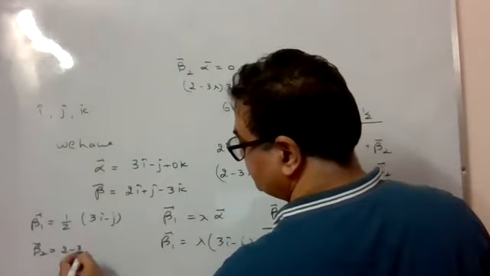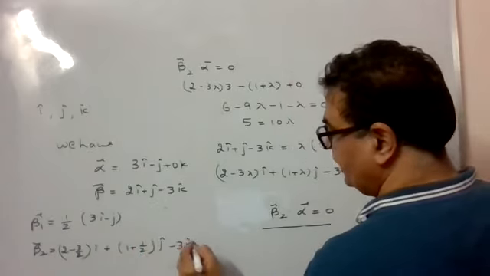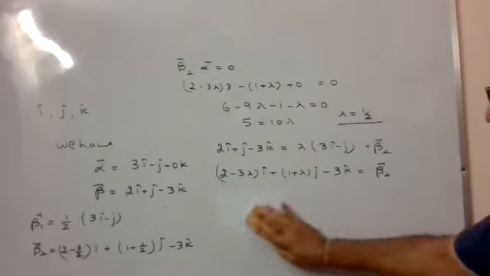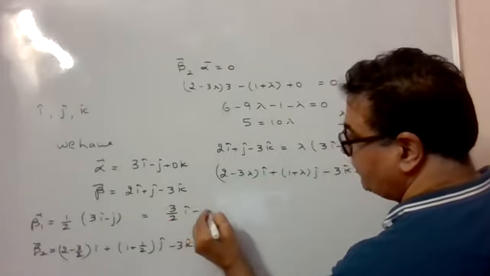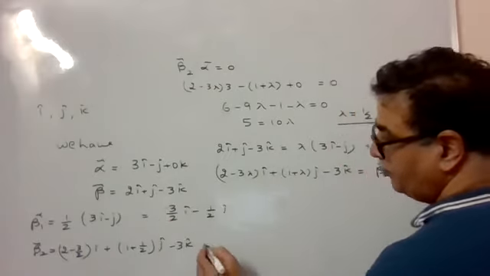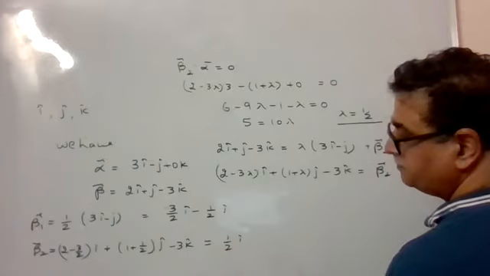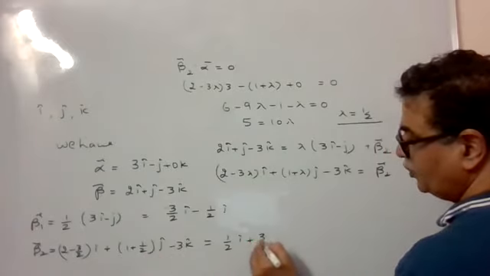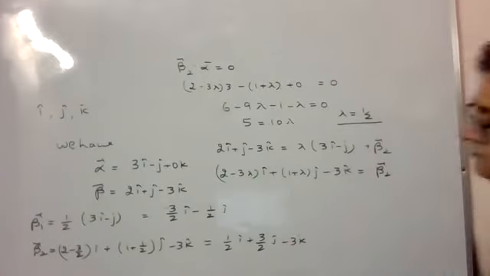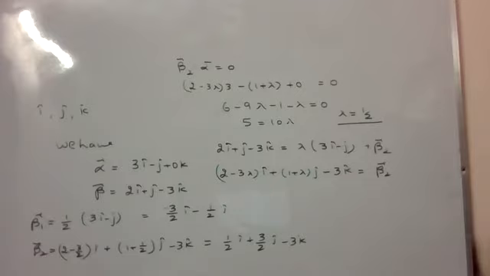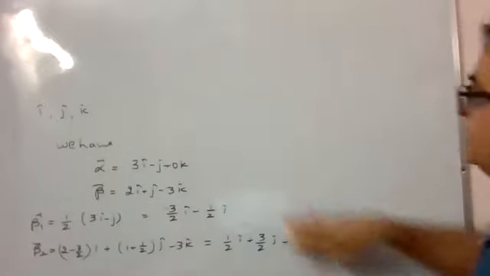Plus 1 plus half j cap minus 3 k cap. So what is beta 1? That will be 3 by 2 i minus half of j. Beta 2 will be what? 2 minus 3 by 2, so it will have half of i cap, then plus 3 by 2 j cap and minus 3 k cap. So finally what you should write? You should write beta as beta 1 plus beta 2.